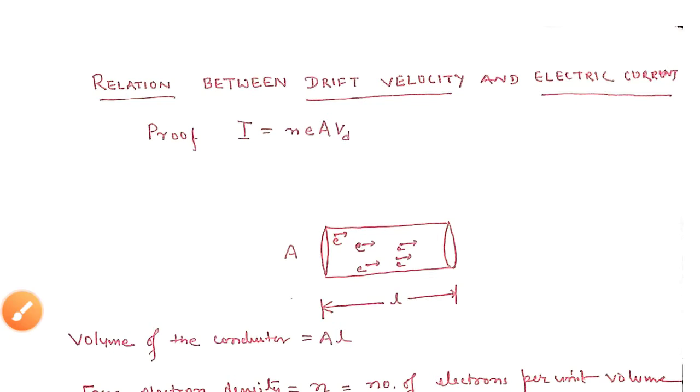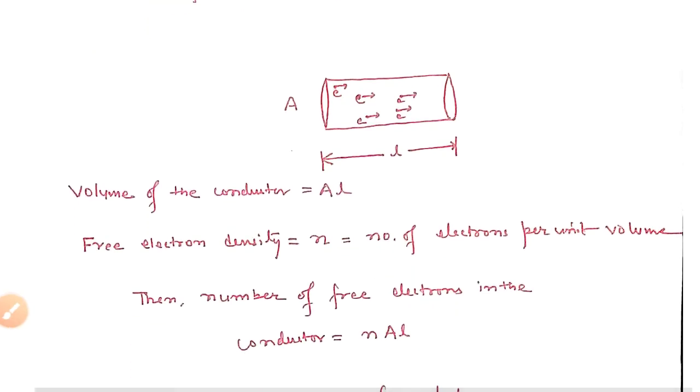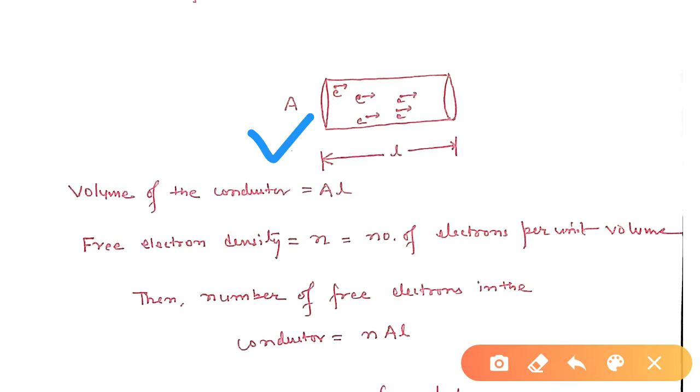Start. Take a small piece of cylindrical wire, this one, and let us suppose the area of cross section is A, and the length of this piece of wire is L. So what will be the volume of the conductor? It will be area into length.